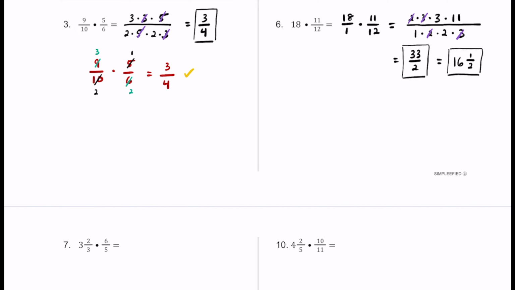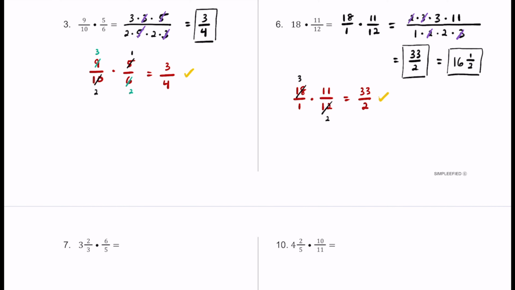Okay. If you want to use cross-canceling, this would be 18 over 1 multiplied by 11 over 12. And I think everything's relatively prime except for the 18 and 12. Their GCF is 6. So if you divide these both by 6, you're going to get 3 and 2. I think that's it. Everything else is relatively prime. So on top, 3 times 11 is 33. And on bottom, 1 times 2 is 2. So we do get the 33 over 2, which gets you the same mixed number as 16.5 if you wanted to do that.